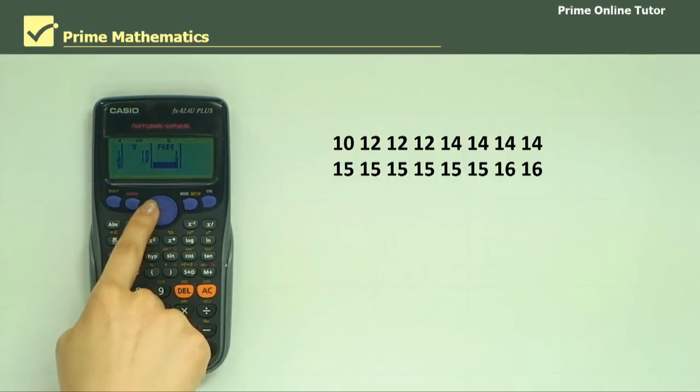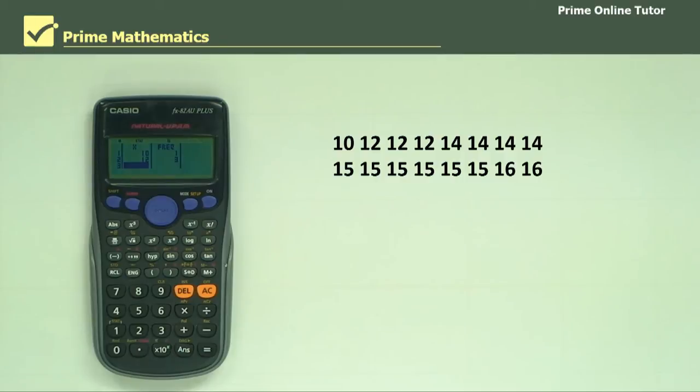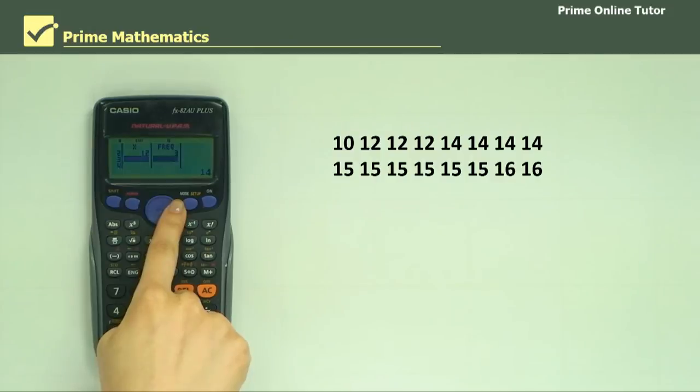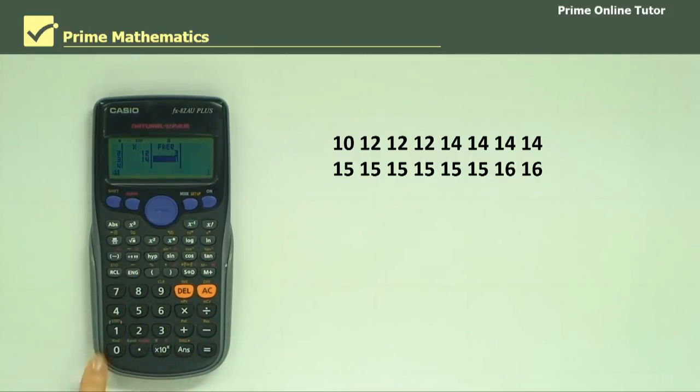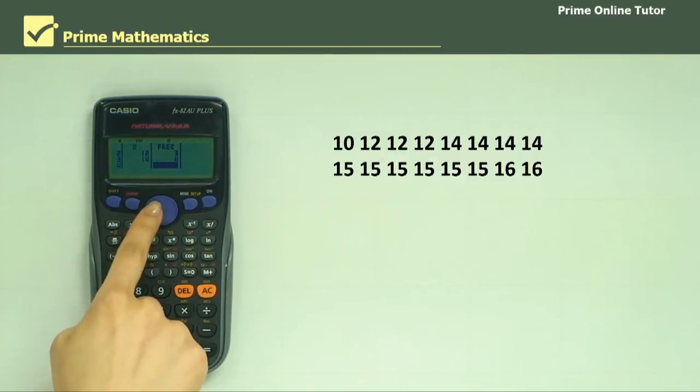So now go back to your left hand side and we're going to add in the next score, which is 14. Press equal. The frequency is automatically 1, but we want to change it to 4 because there's 4 14s. So go up, go right, and press 4. Fix it as 4 and press equal. And you'll get frequency of 4 for 14. Now go back to your left.